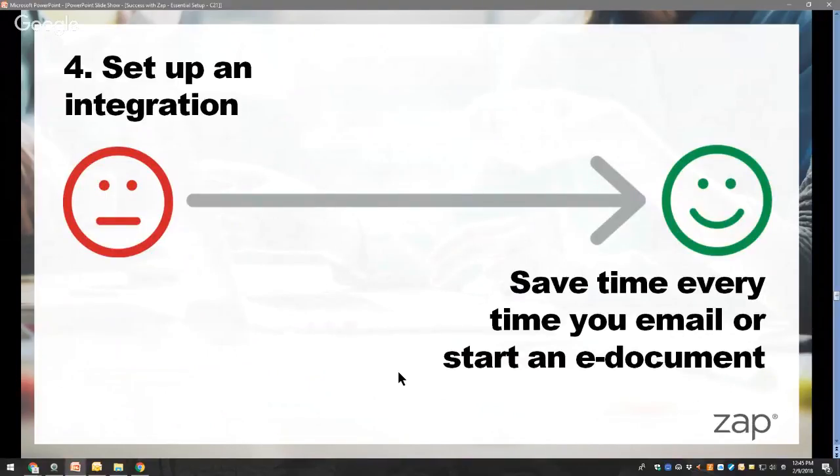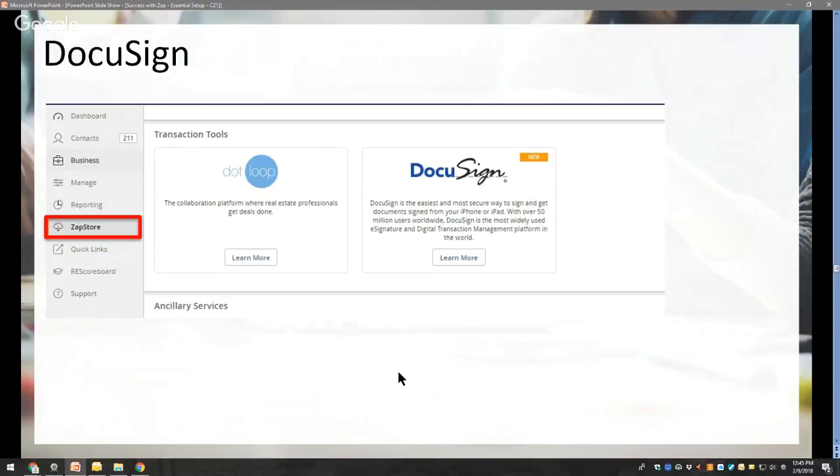All right, now let me talk about some new features that were added to the Zap system in this past year, and their integrations to the system. DocuSign is the first integration to be added to the Zap platform. In order to integrate your DocuSign account with your Zap account, you click over on the Zap Store on the left-hand menu.